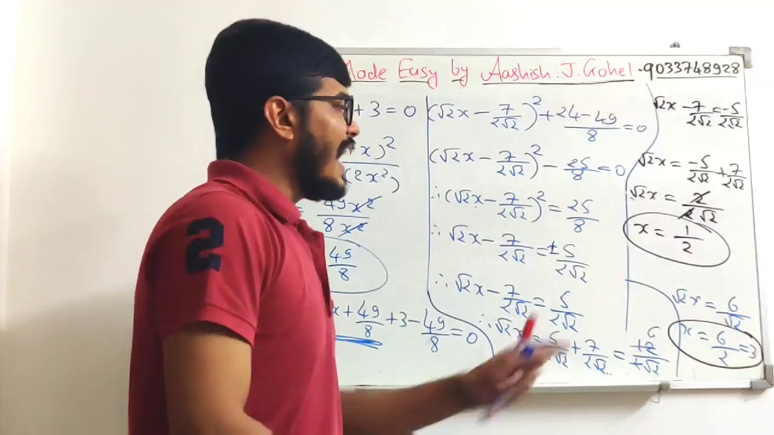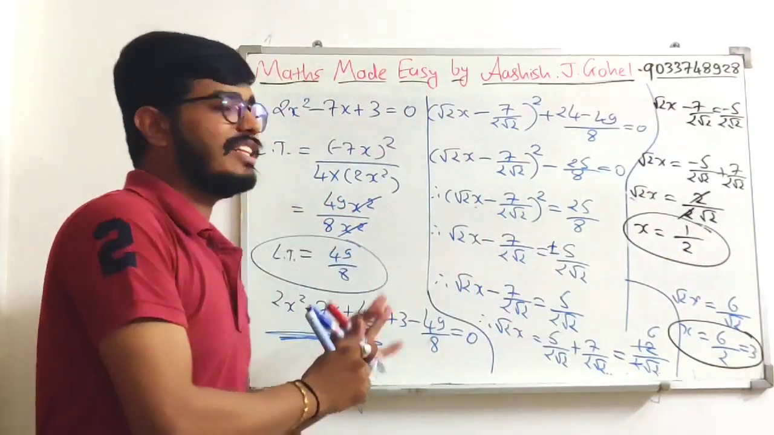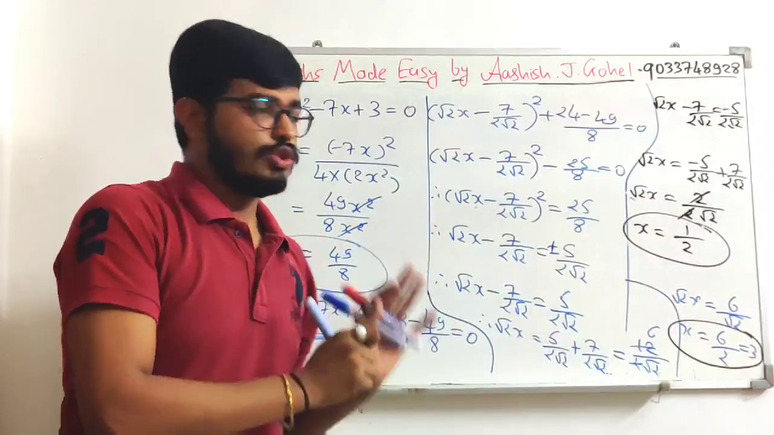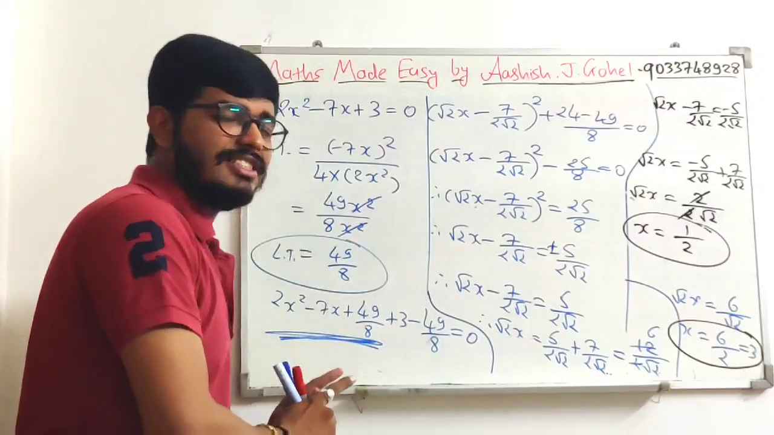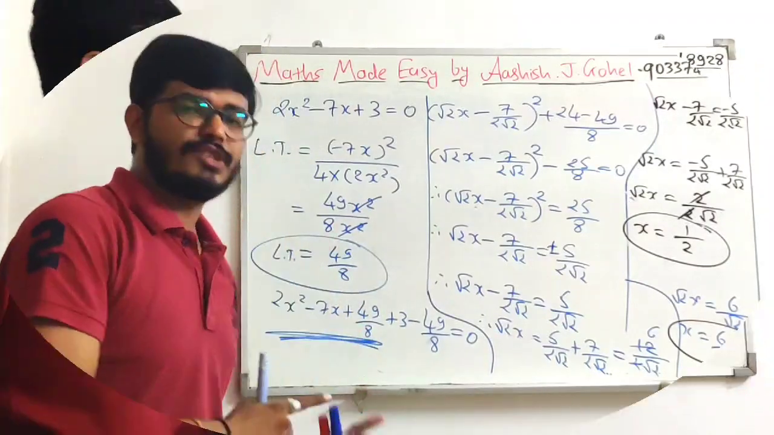x is equal to 3 and x is equal to 1 by 2 with the help of this completing the square method. Okay. So write down this, understand this concept, and then we will take one more example like this. Okay. So write down this first.